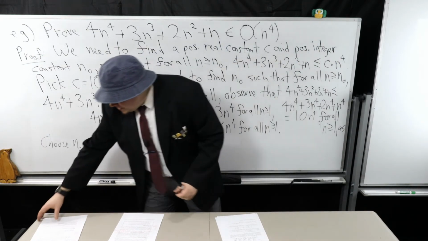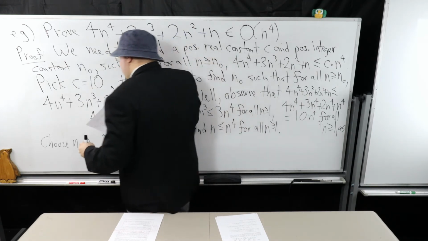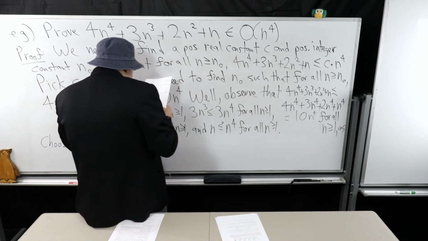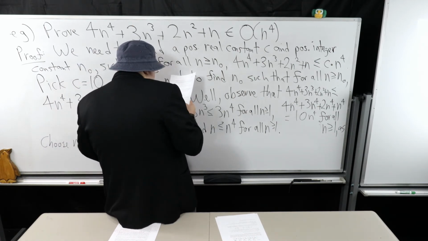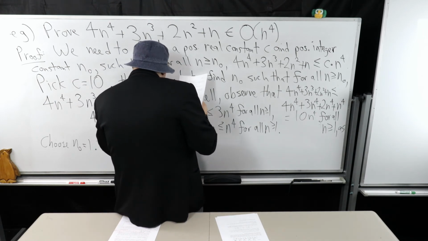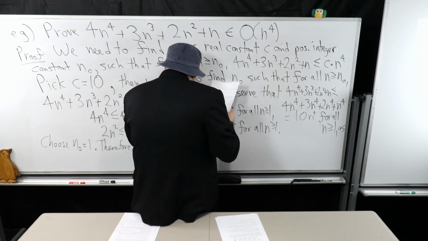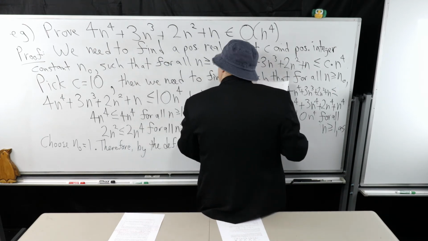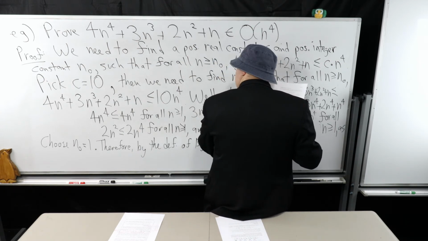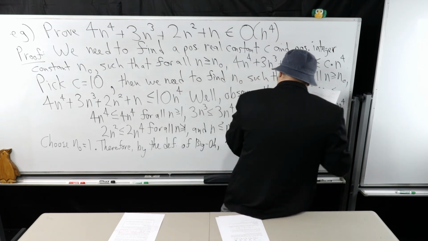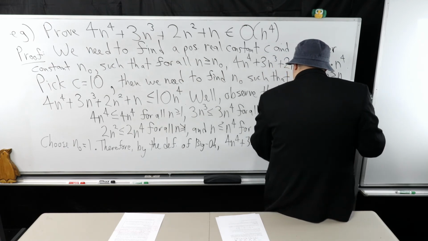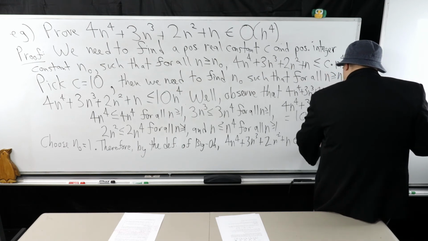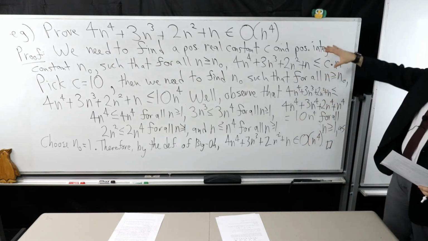So, here we go. Therefore, by the definition of big O, now let me write all that out: 4n to the power of 4 plus 3n cubed plus 2n squared plus n is in big O of n to the power of 4. And we're done. Notice, remember, same structure.